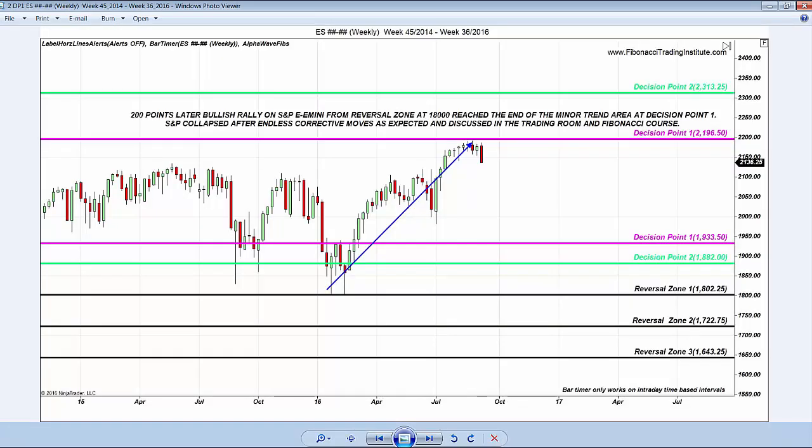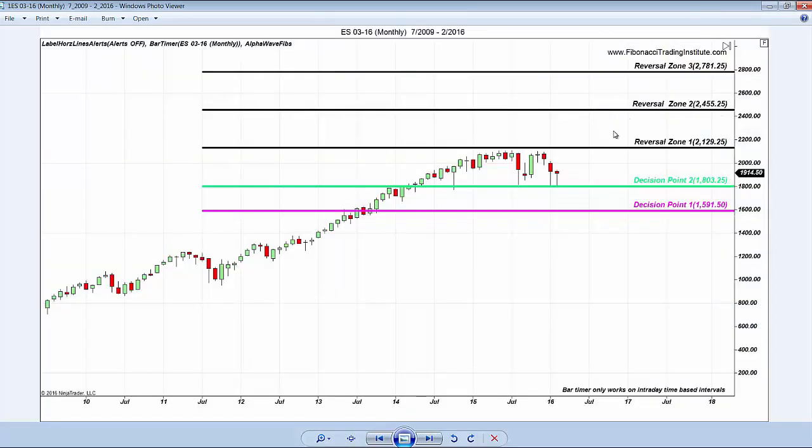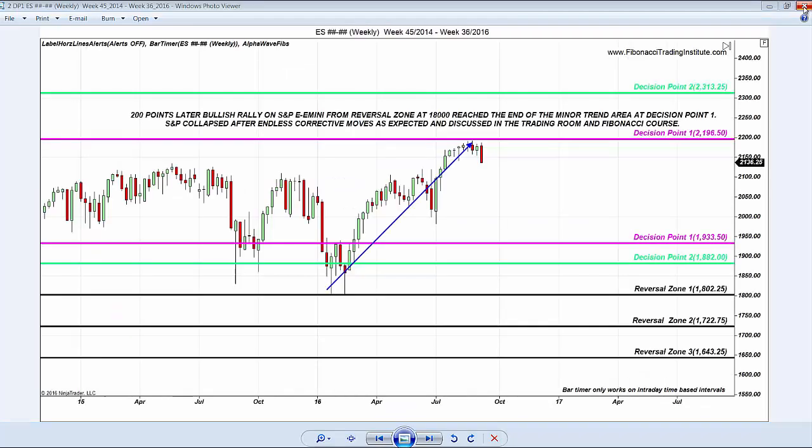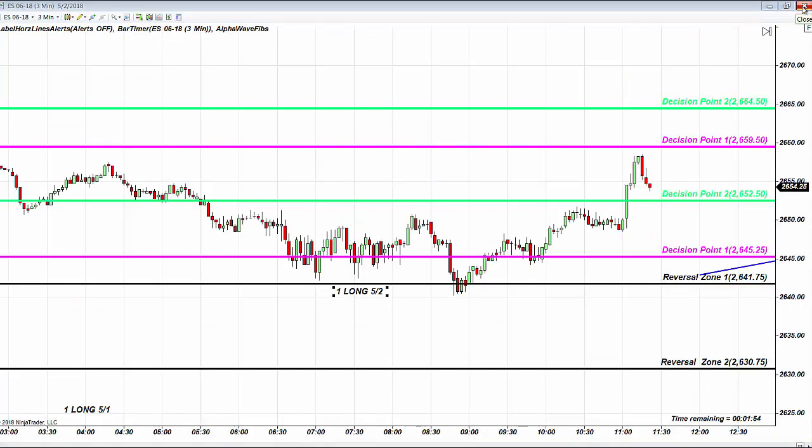This was the ultimate brick wall on S&P at 2200 in 2016. End of minor trend broken 6 months later. S&P skyrocketed to 2300 and 2800 as identified years in advance. And this is what's in play currently on the 1-minute chart, 3-minute chart, 5-minute chart. Any chart you choose to trade, accuracy remains the same.